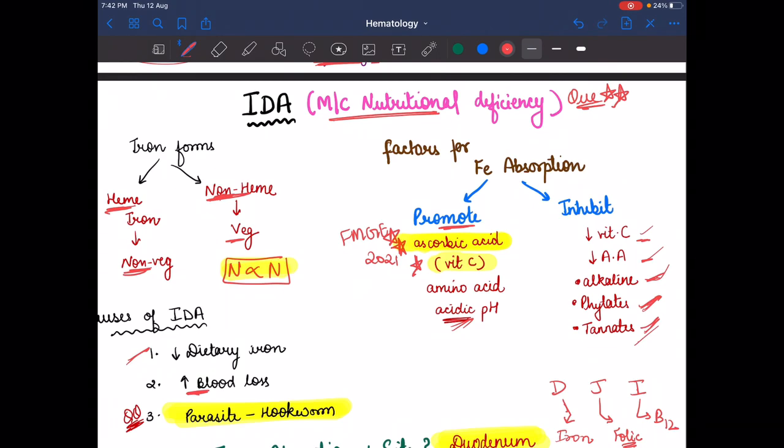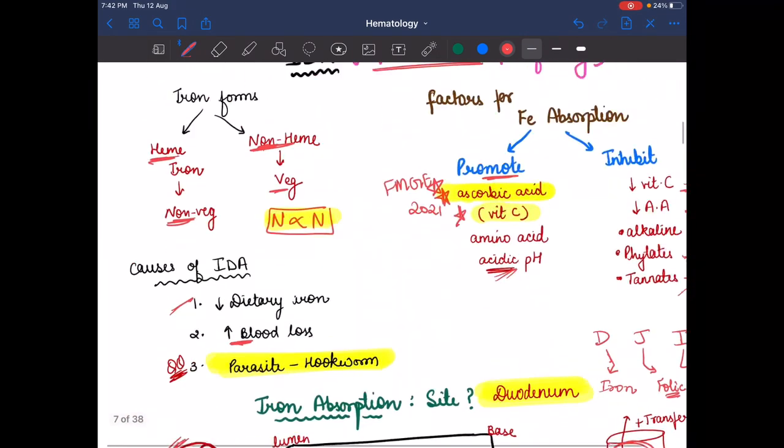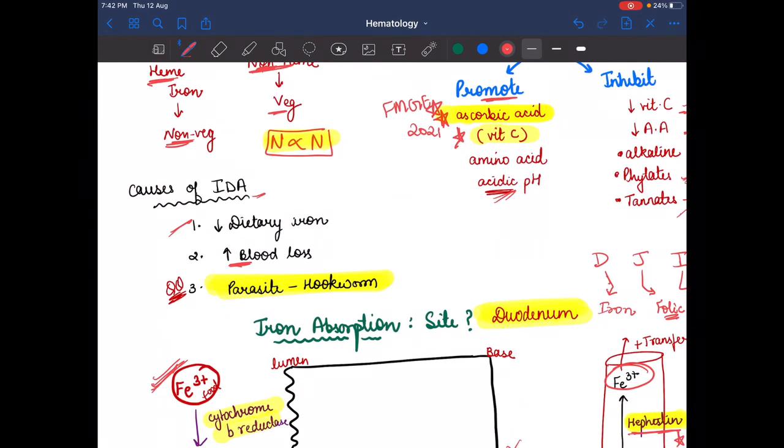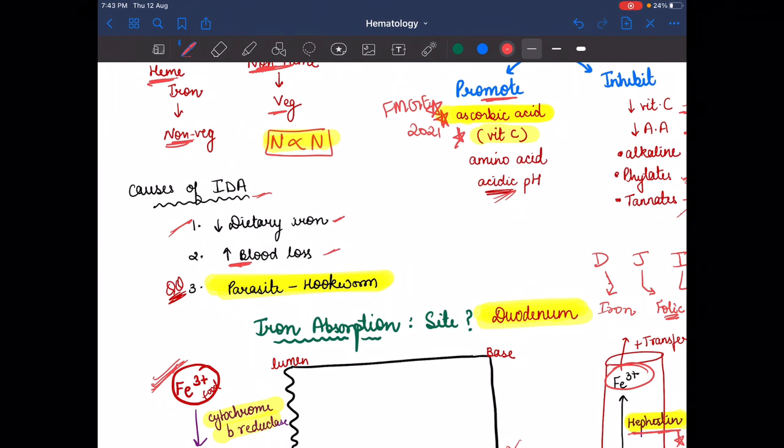Phytates and tannates inhibit iron absorption. What are the causes of iron deficiency anemia? The first cause is decreased dietary intake of iron, or there is loss of blood. And the parasite involved in iron deficiency anemia is hookworm. Please remember this: hookworm is the parasite which causes iron deficiency anemia.